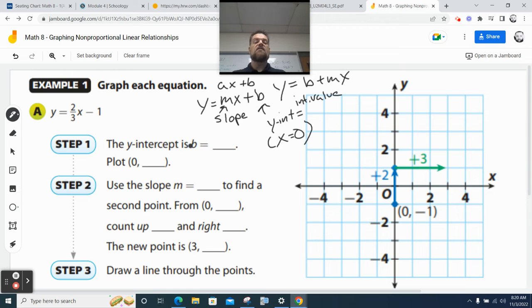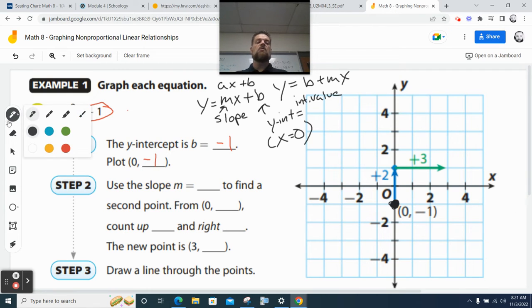So it says the y-intercept b is equal to what? 1. Wait, no. You're half right. -1. Yeah, you got to think of the whole number. So this is -1. So we're going to plot 0, comma, -1. So come over here. They already kind of did it for you, but just put a dot right here. That's the point we're plotting, okay?